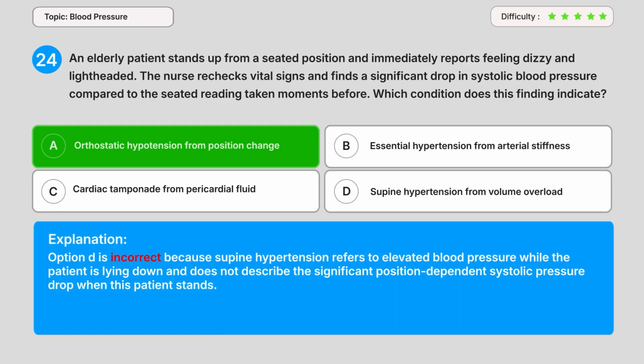Option D is incorrect because supine hypertension refers to elevated blood pressure while the patient is lying down and does not describe the significant position-dependent systolic pressure drop when this patient stands.